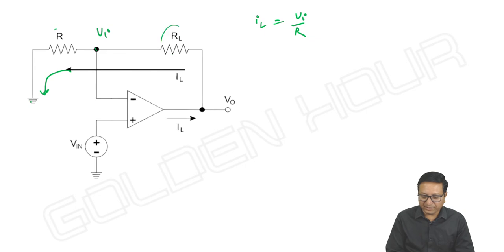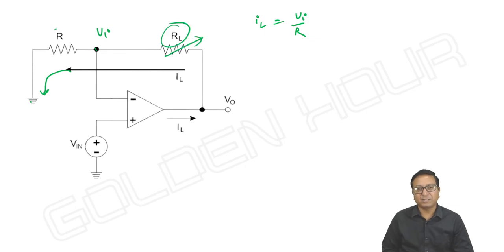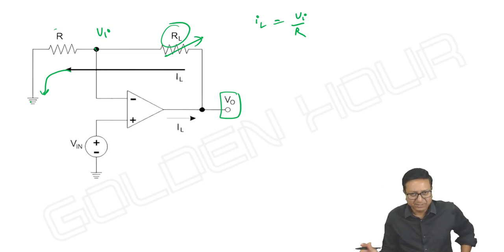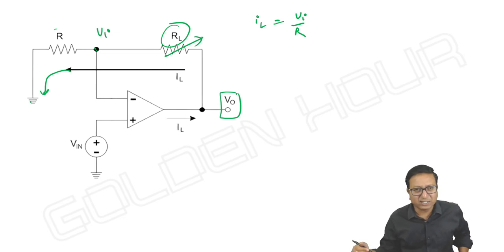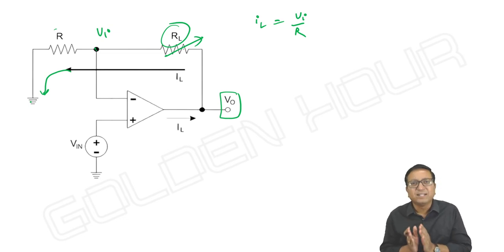And that is independent of RL, whatever may be the value of RL. RL may increase or decrease, doesn't matter. The device you want to drive is connected here. That's it. Don't worry about the output voltage here, I am not interested in it. My load is here and the current through the load is fixed. It is decided by the input voltage.